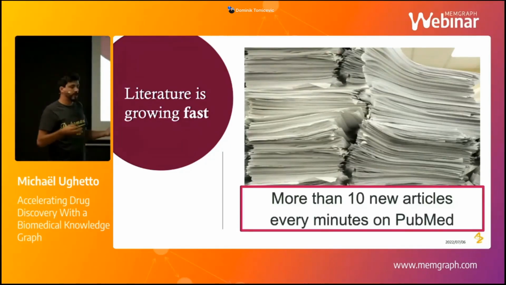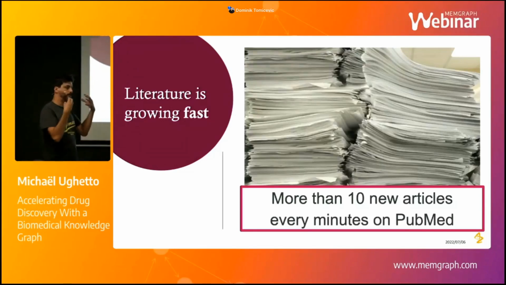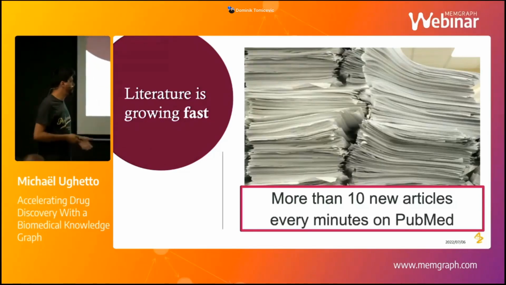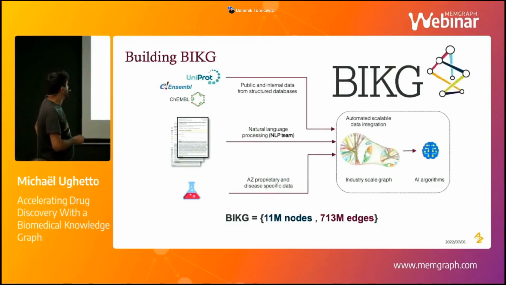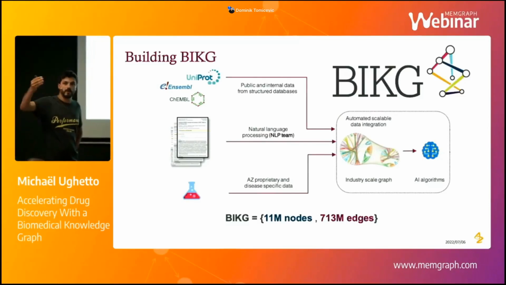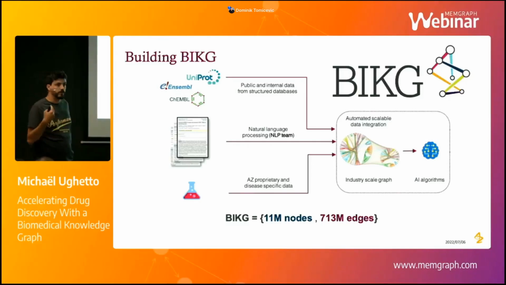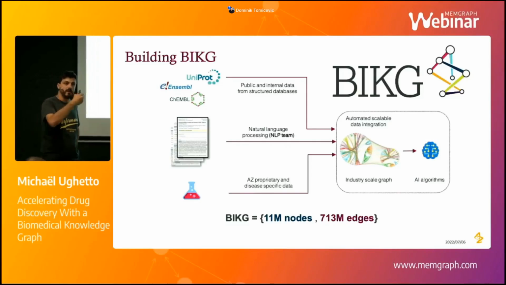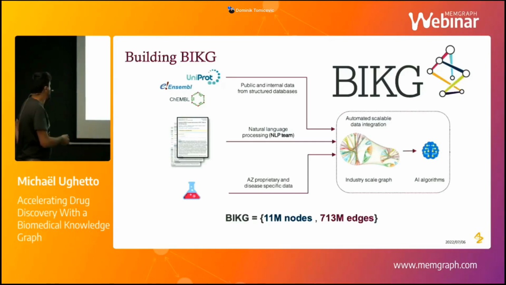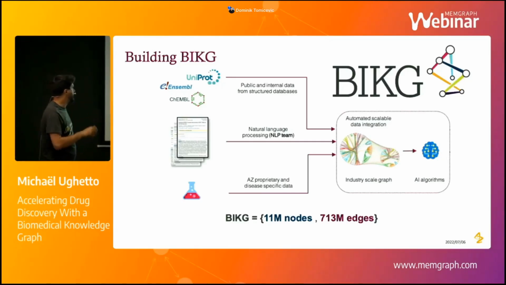So our goal is to integrate all of these sources, the natural language processing outputs, into a single unified graph that we call BIKG, for Biological Insight Knowledge Graph. And this is how it looks. So we have a pipeline which is parsing all the structured databases. And the other one is doing named entity recognition on papers, then linking the entities together according to some rules. And finally, some proprietary data sets.